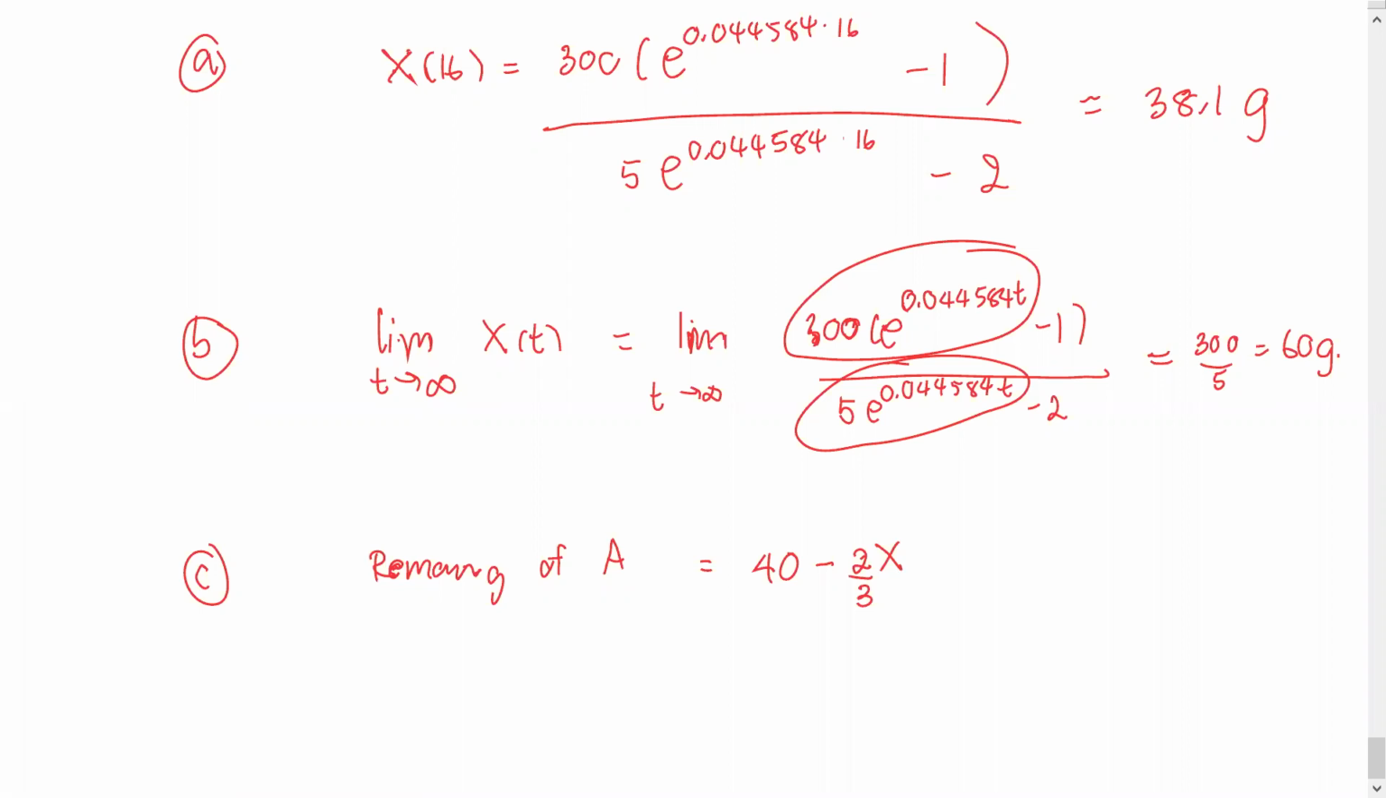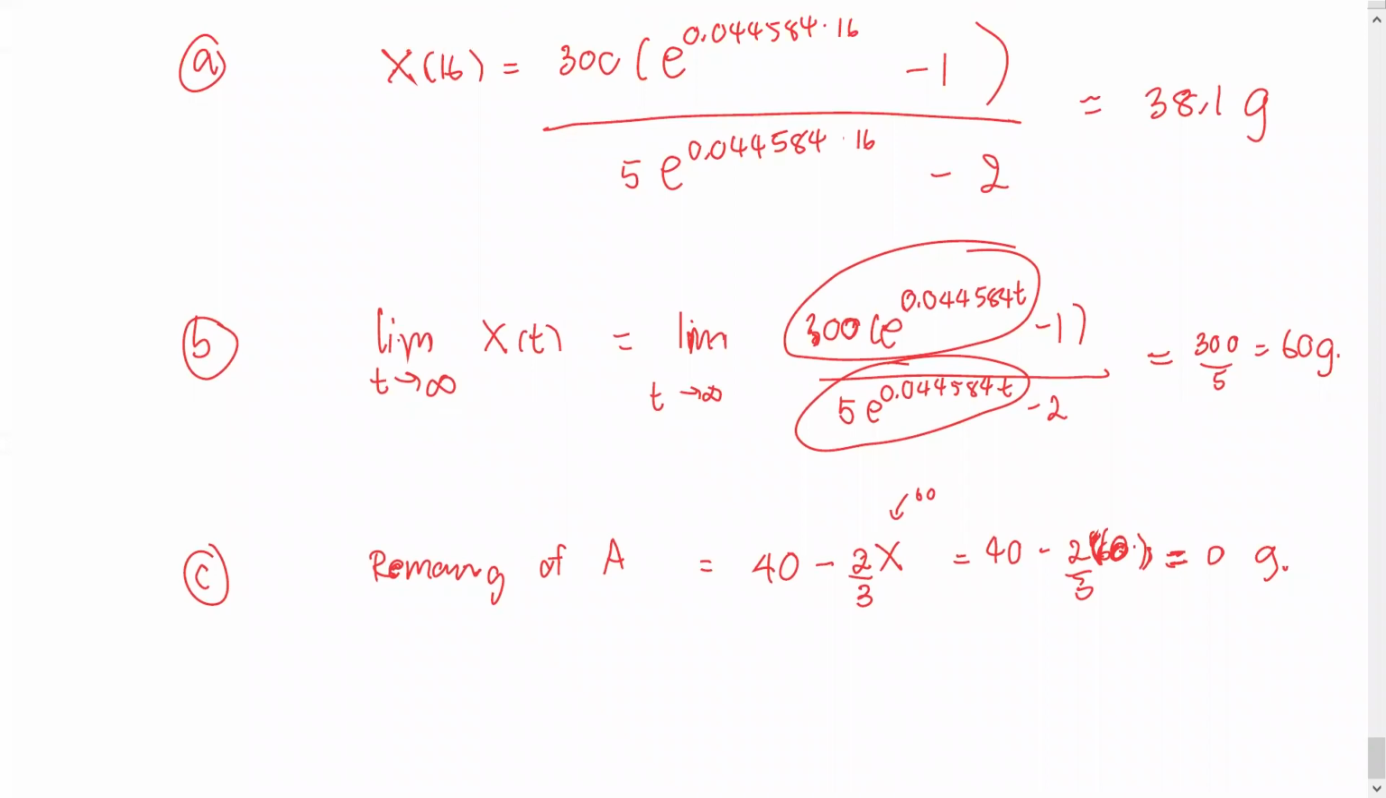So the remaining for the long time, if X is 60 here, would be 40 minus 2/3 times 60. Eventually, the chemical A will be gone, like all will be used. So 0 grams. So this is 60. Yeah, my pen needs a battery.